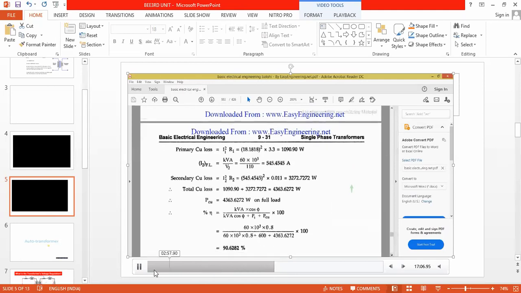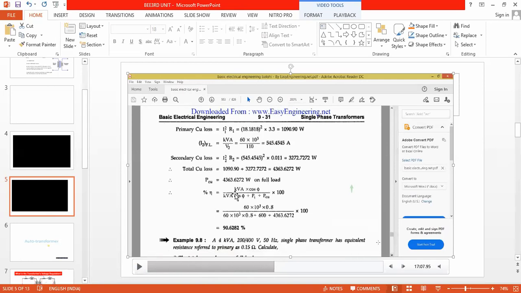So now you see the problem. Rating is 60 kVA. 60 kVA means K means 1000, so 60 into 10 power 3 into cos theta. Cos theta, how much is given in the problem? They have mentioned power factor 0.8. Yes or no? So in the place of cos theta, what do I have to put? 0.8. Understood, all of you? So you must understand the question here and do direct substitution.